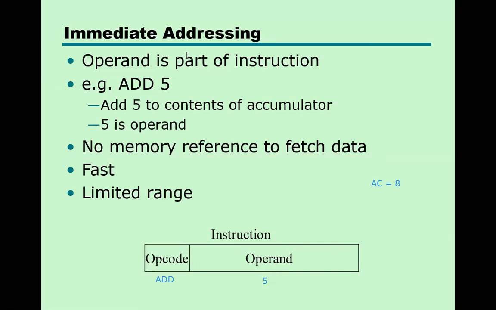So why is it called immediate? Because immediately the respective value is specified in the instruction. The operand value is given in the instruction only. This is a part of the instruction. So that's why it is called immediate.